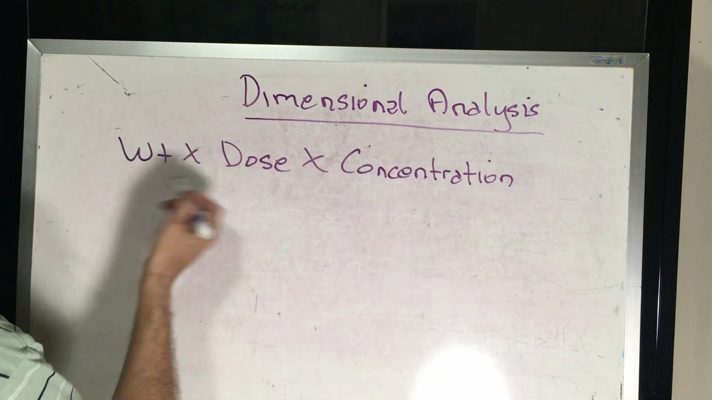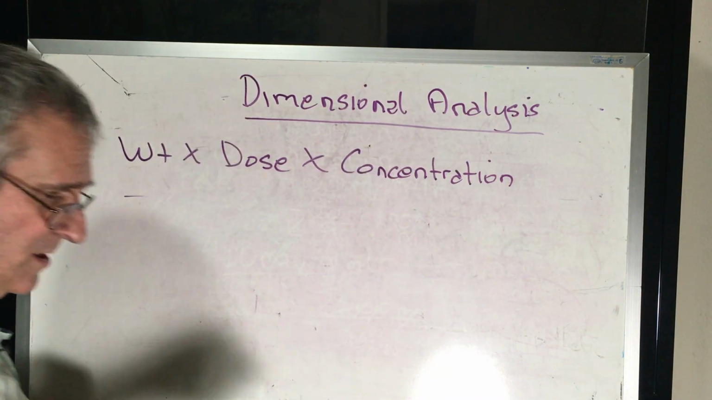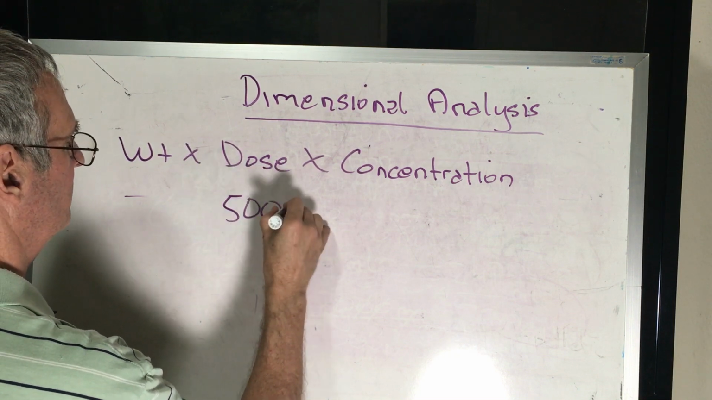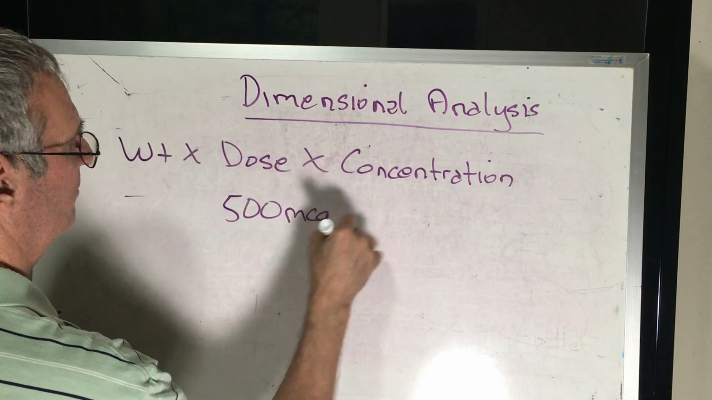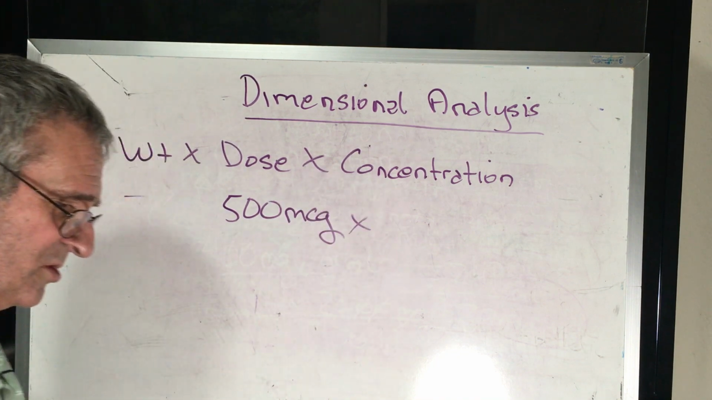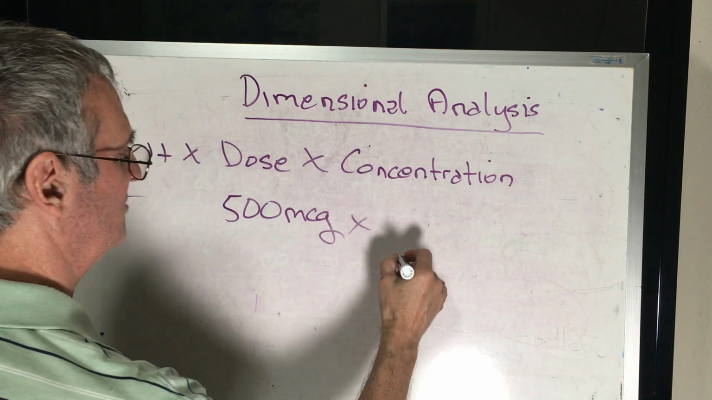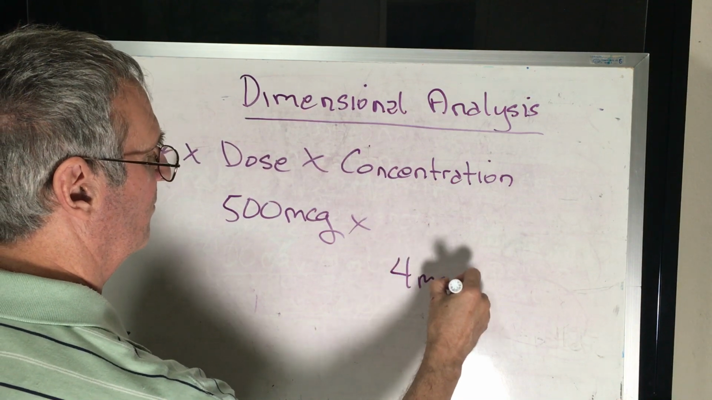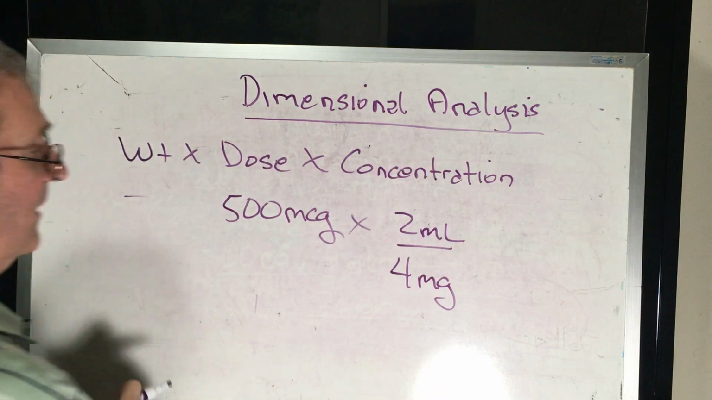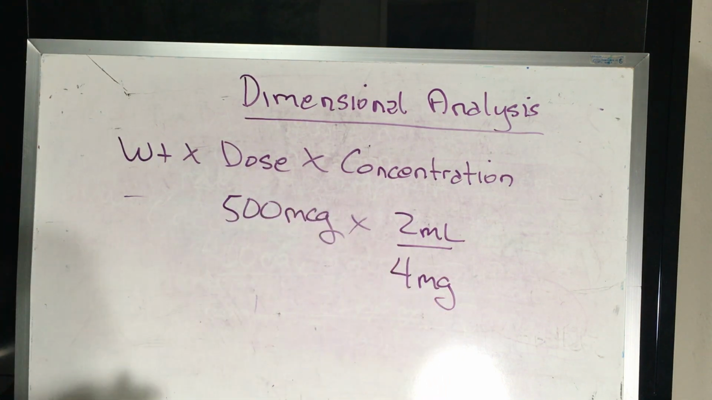Weight doesn't matter because it's not a weight-based dose. It doesn't say per kilogram. It just says 500 micrograms. Times our concentration, which I'm going to flip, which is 4 milligrams and 2 milliliters. Again, we have a problem here. Milligrams and micrograms are not the same thing. There are 1,000 micrograms for every milligram.